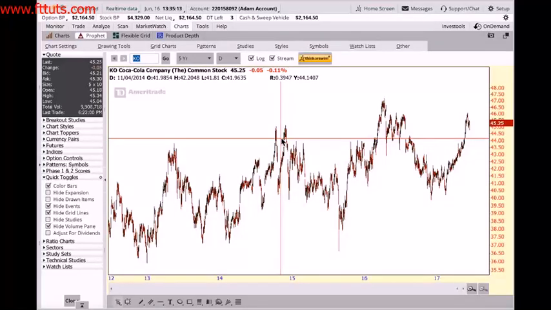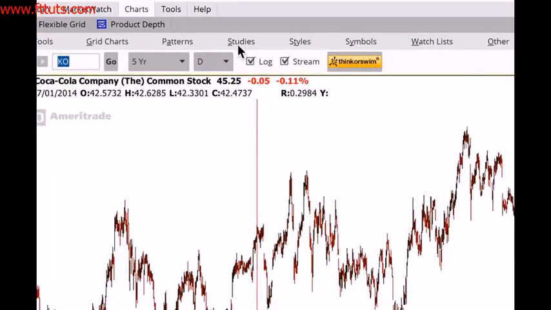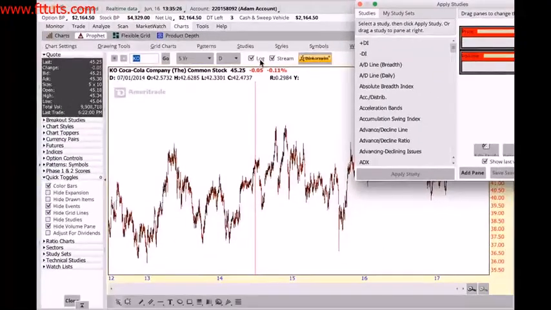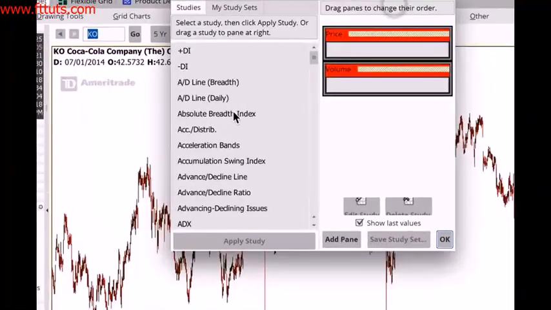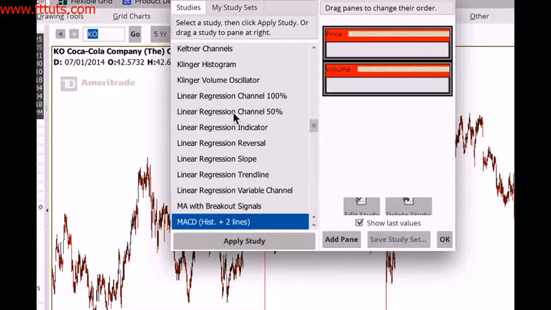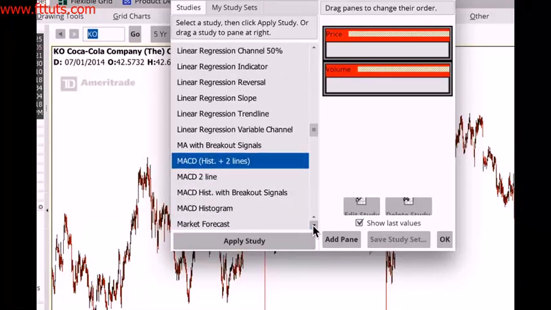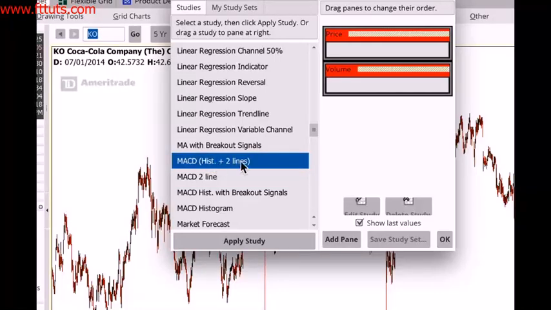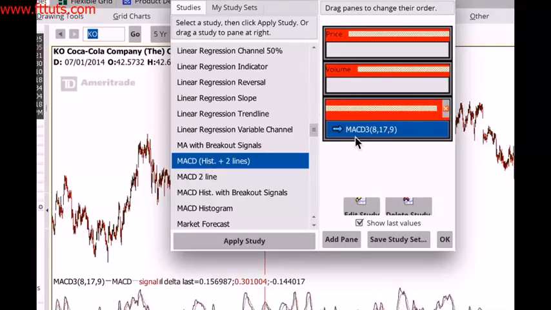So I'm going to use the MACD for the indicators. I'm going to go to Studies. Whatever charting software you use, you can insert the indicators or the studies that you like. So I'm going to apply Studies, and I'm going to choose MACD. You could choose MACD with 2 lines or with the histogram and 2 lines. It's really a matter of preference, right? So I'm just going to choose the histogram with 2 lines.